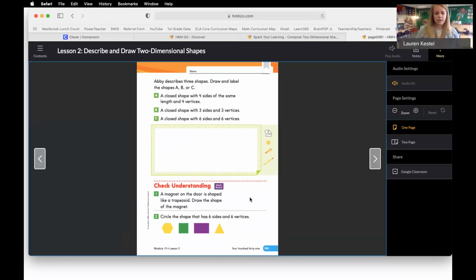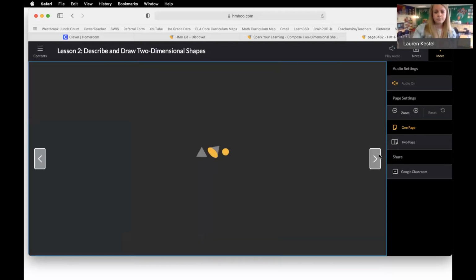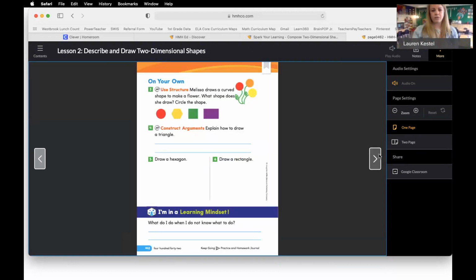Down below where it says check understanding, number 1 says a magnet on the door is shaped like a trapezoid. Draw the shape of the magnet. Number 2, circle the shape that has 6 sides and 6 vertices. And then finally on page 442, number 3 says Melissa draws a curved shape to make a flower. What shape does she draw? Circle the shape. And then number 4, explain how to draw a triangle. Number 5, draw a hexagon. And number 6, draw a rectangle.